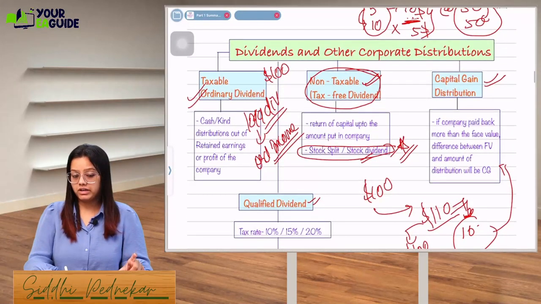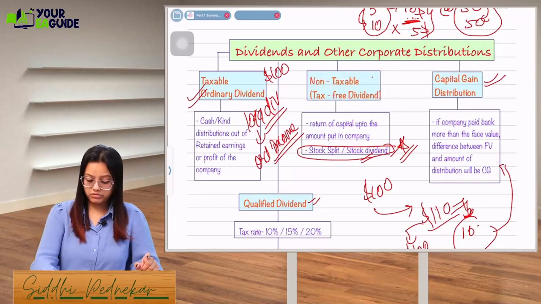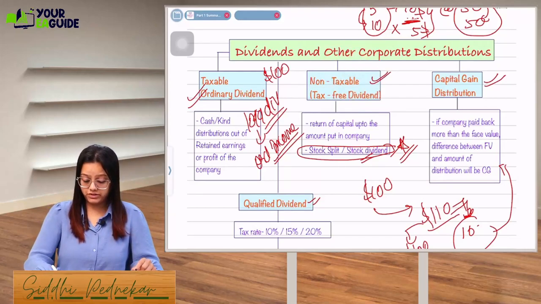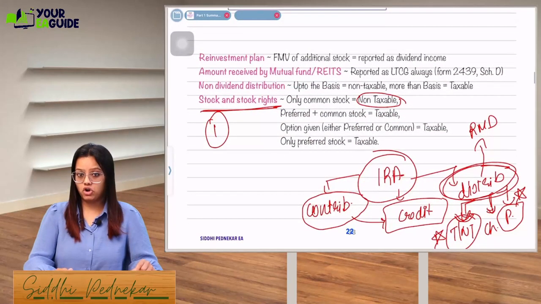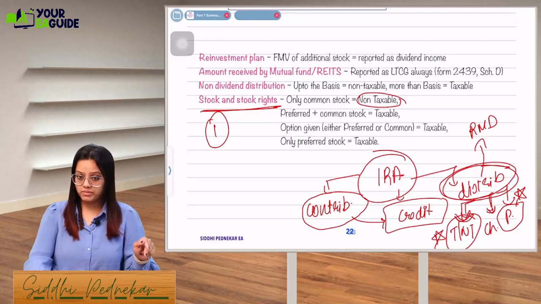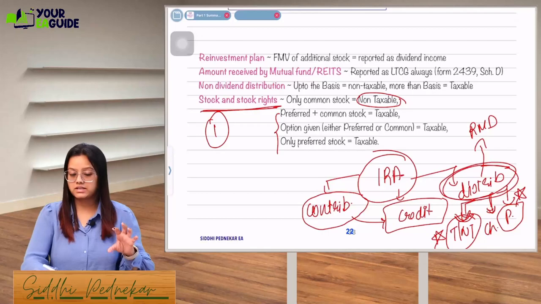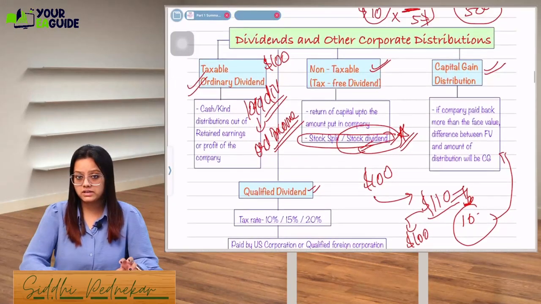Okay, a dividend, whether it will be taxable or non-taxable: what we did is that a stock dividend will be non-taxable, but if you receive that stock dividend with the option of common stock only, then only it will be non-taxable. If it is for preferred plus common, or you have the option to buy either preferred or common, or you have the option to buy only preferred stock, then in all three cases it will be taxable. Okay, got it guys? I hope everyone is understanding this.